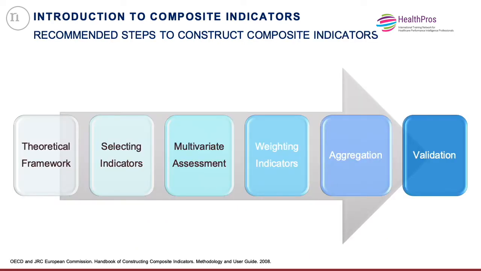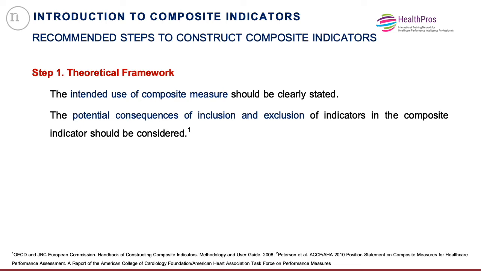A challenge with composite indicators is that there is not an agreed methodology to construct them, but there are recommended steps to consider to obtain a reliable, methodologically sound composite indicator, and I will explain them step by step in a few sentences. First step is to define the theoretical framework, the purpose of the composite, and what exactly we want to measure should be clearly stated. The potential consequences of inclusion and exclusion of indicators in the composite should be considered.